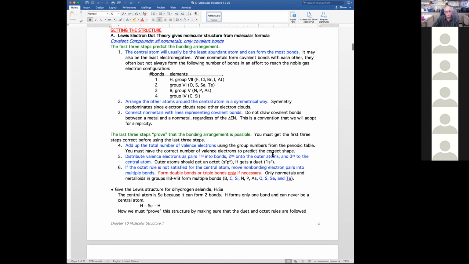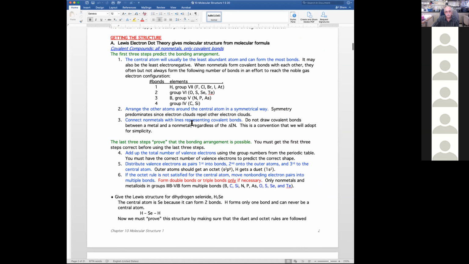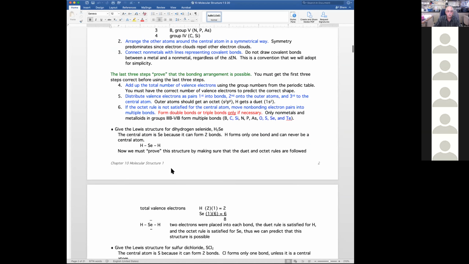So here's basically the procedure that we use. The first 3 steps are to find out which really is the central atom, put everything around it in a symmetrical way, and write in the bonds. And then we have to prove that by counting up all the valence electrons, meeting the octet and duet rule.